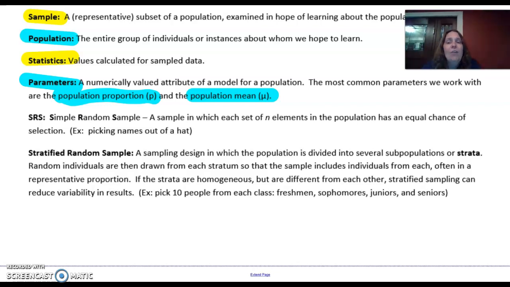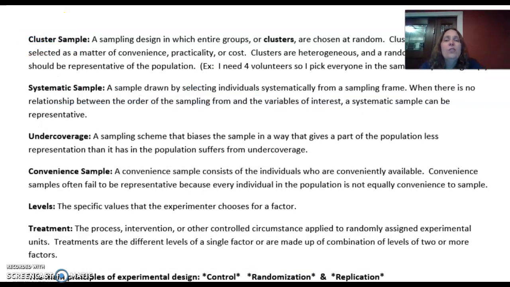My example that I have here at the end is, for example, if you want to pick 10 people from each class, some freshmen, some sophomores, some juniors, and some seniors, that would be dividing everybody in the school into the strata, the different levels, and then sampling each. So it's almost like you take a simple random sample from within each of those different strata. Moving on to the next page, the cluster sample.